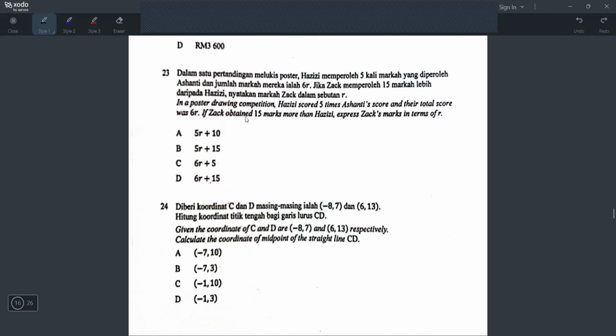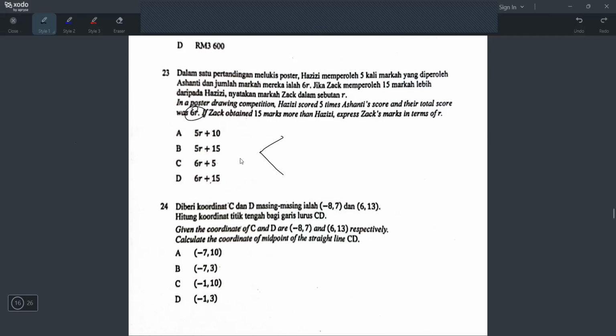In a poster drawing competition, Hazizi scored 5 times what Ashanti scored and their total score was 6R. If Zach obtained 15 marks more than Hazizi, express Zach's marks in terms of R. Okay, I think this one you can use ratio, or you can also use probability to do it. Okay, let me explain using this. I will draw a tree diagram. This one we call a tree diagram.